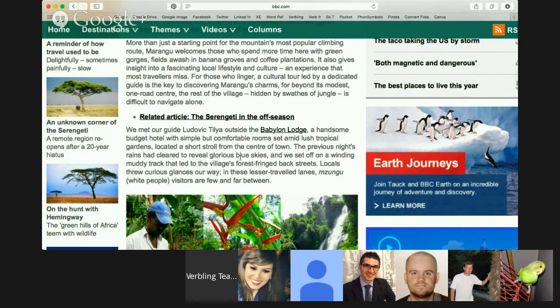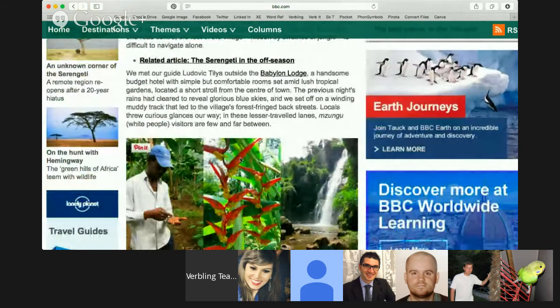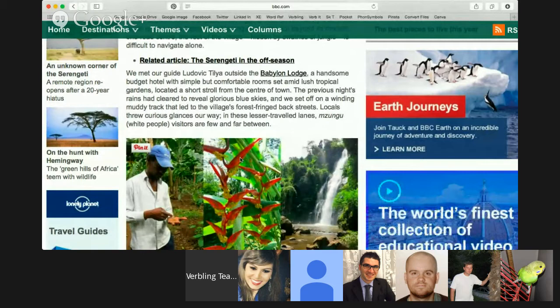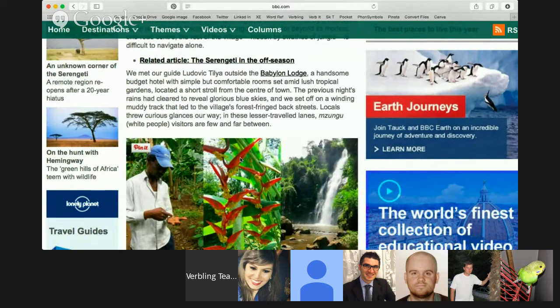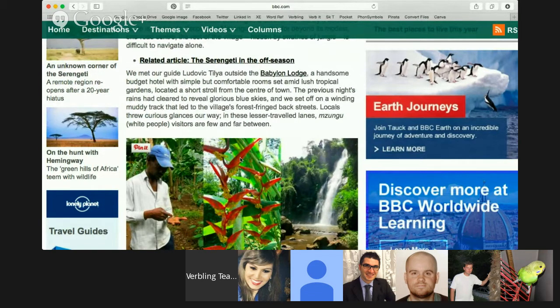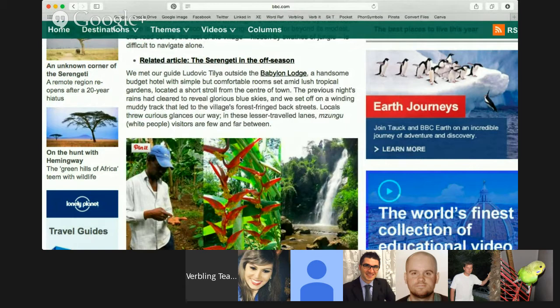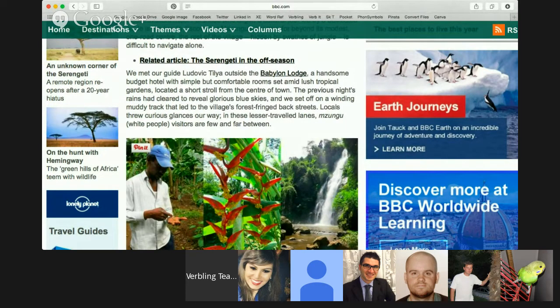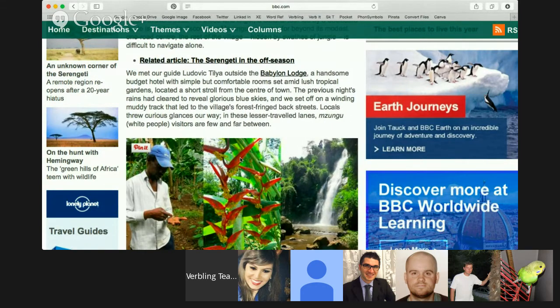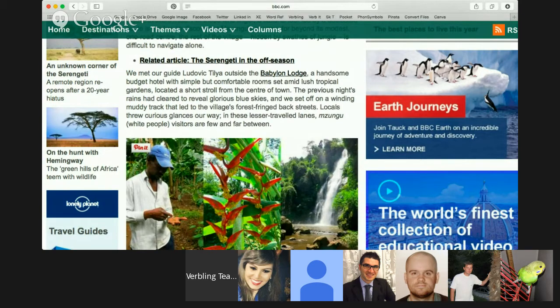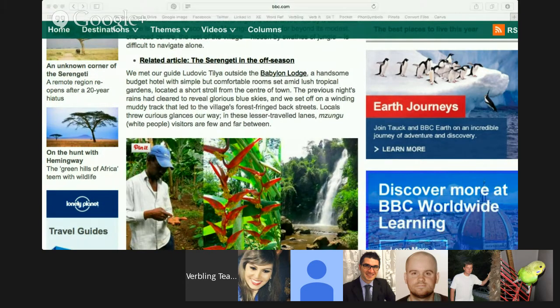We met our guide, Ludovic Tilia, outside Babylon Lodge, a handsome budget hotel with simple but comfortable rooms set amid lush tropical gardens, located a short stroll from the center of town. The previous night's rains had cleared to reveal glorious blue skies, and we set off on a winding, muddy track that led to the village's forest-fringed back streets. Locals threw curious glances our way. In this lesser-traveled lane, mzungu, white people, visitors are few and far between. Thank you, Matteo. Very nice reading style.